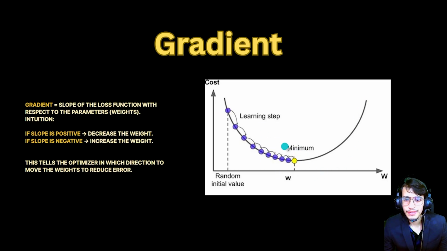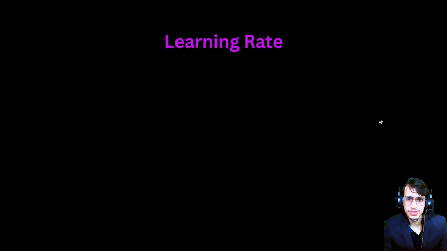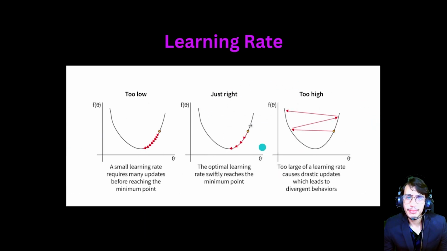If the loss slope is positive, then we will decrease the weight, and if it's negative, then we will increase the weight. We just have to come to the center, the optimal minimum. This is gradient descent. It tells the optimizer in which direction we have to move our weight, increase or decrease, so that we have minimum error. Now we also have a learning rate in the optimizers.